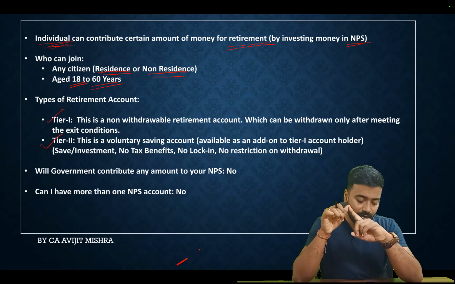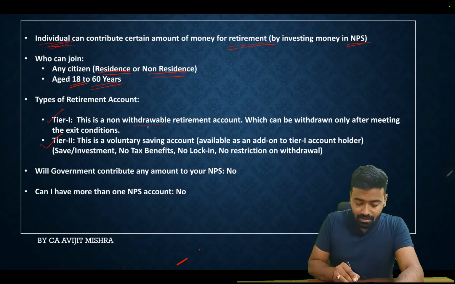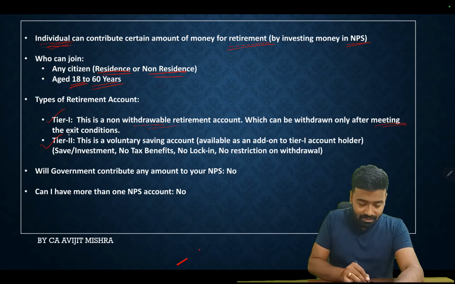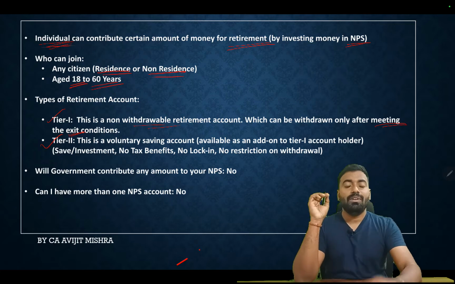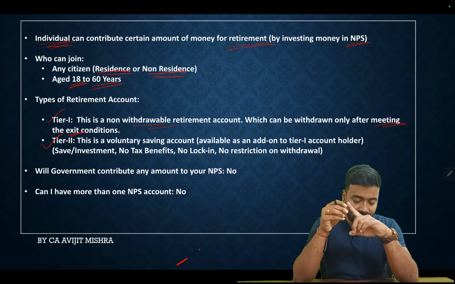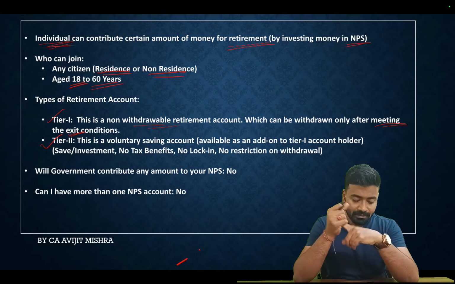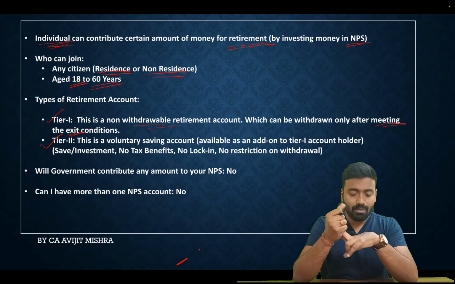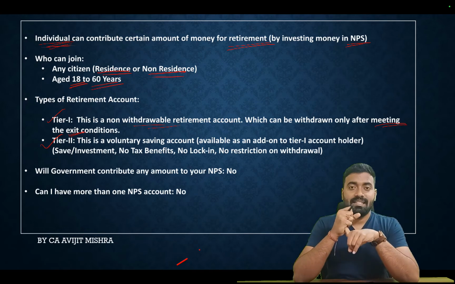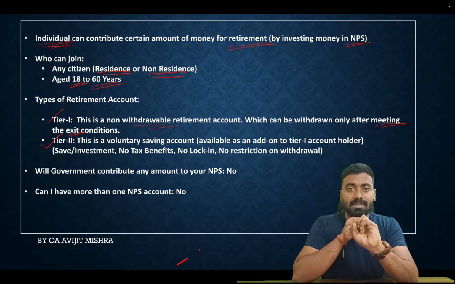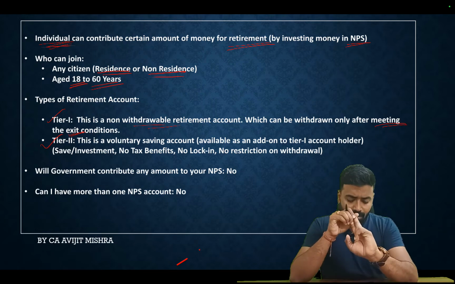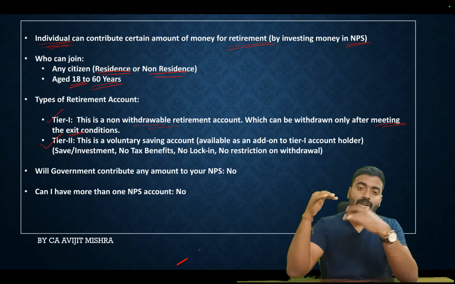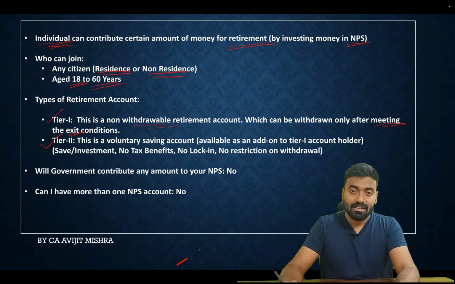The tier 1 account is a non-withdrawal retirement benefit account, which can be withdrawn only after meeting the exit criteria. That means if you invest your money under the tier 1 account, you cannot withdraw that money whenever you want. You can only withdraw it when you meet the exit criteria. If your age becomes 60, then you can withdraw the money. Or if an unfortunate death happens, your family member will get the money. Or you have to comply with certain rules and regulations, and only then can you exit or withdraw that money.